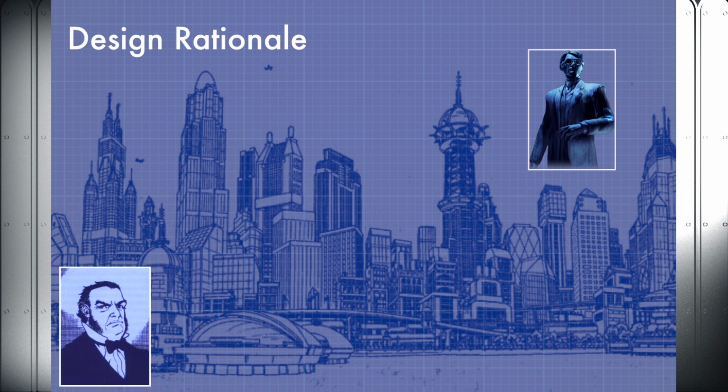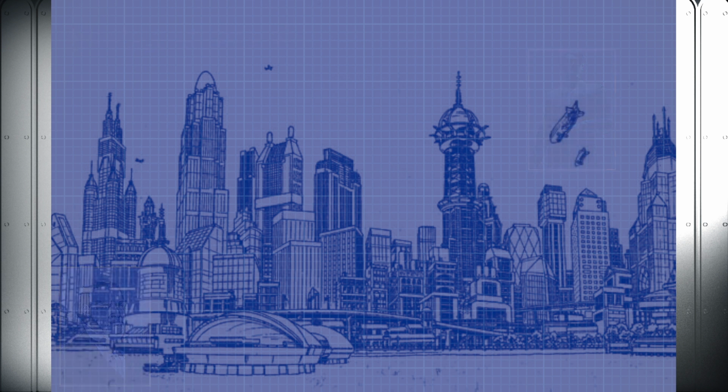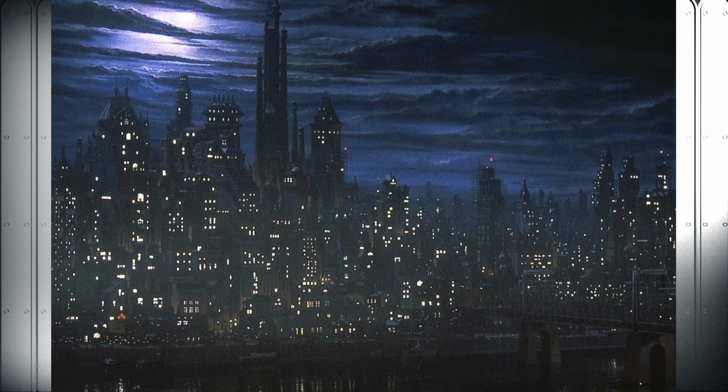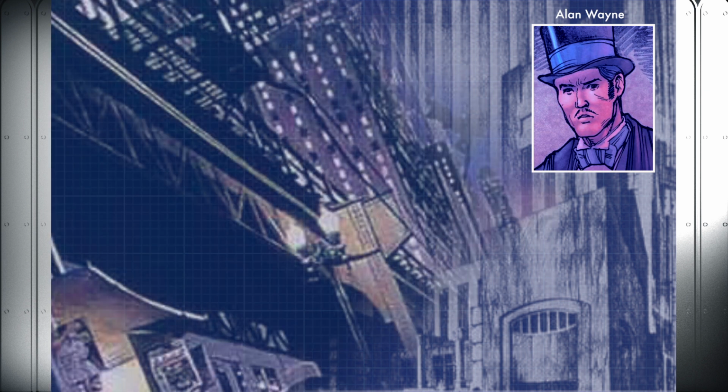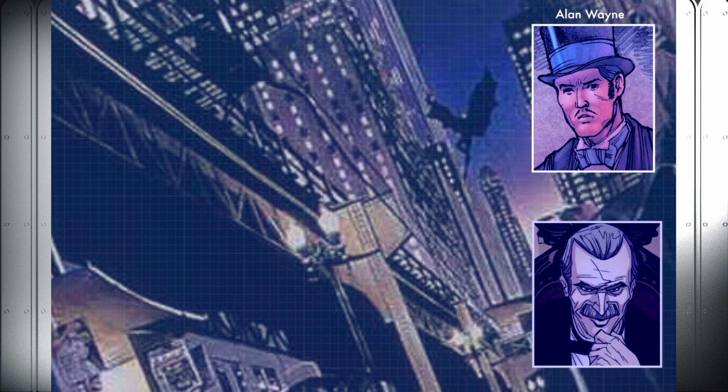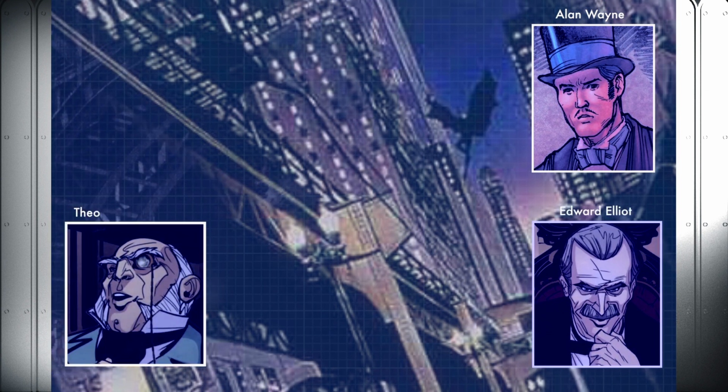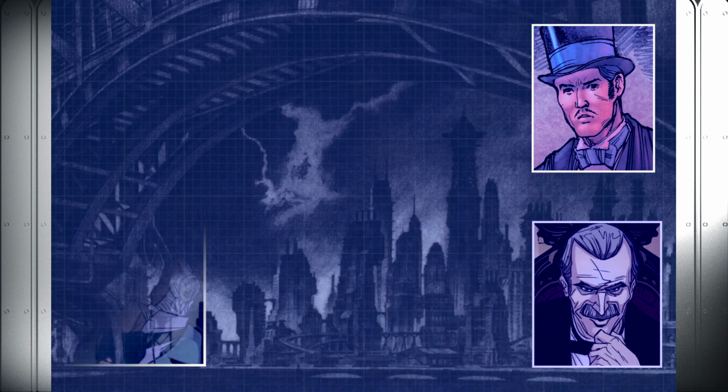Solomon Wayne and Pinckney's work came to be known as the Gotham style, a dark, foreboding environment that is reminiscent of the Gothic revival in style and timing. Subsequently, Alan Wayne expanded upon his father's ideas and built a bridge to expand the city. Edward Elliot and Theodore Cobblepot also each had a bridge named after them.